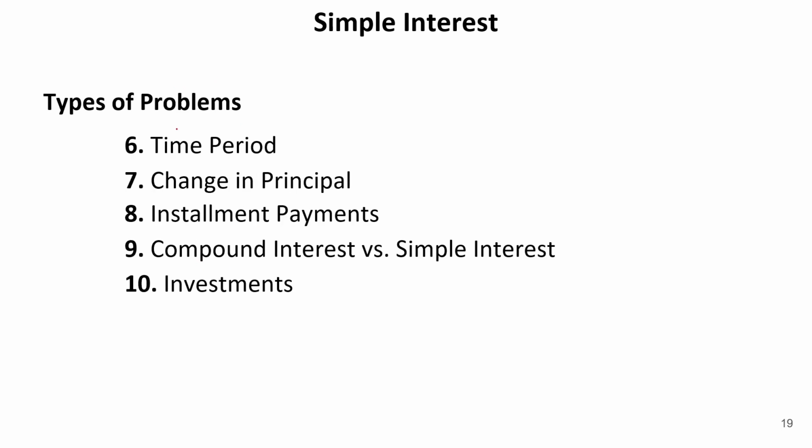Let's see the sixth kind of problem, the time period problem. Then number 7 is change in principal value, and number 8 is the installment payment, or EMIs. Number 9 is compound interest versus simple interest. What is compound interest? What is simple interest? If you are given a financial situation, calculate the compound interest and simple interest and find the difference between them, which one is larger or smaller, or how they differ. And the 10th type is on investments.